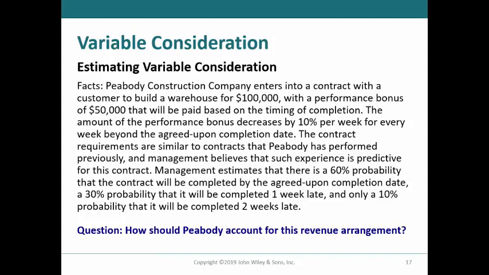Peabody, having been in business for some time, believes that there is a 60% probability that the warehouse will be completed on time, a 30% probability that it will be completed 1 week late, and a 10% probability that it will be completed 2 weeks late. The variable consideration is the bonus, and the question is how much of the bonus should be recognized by Peabody.